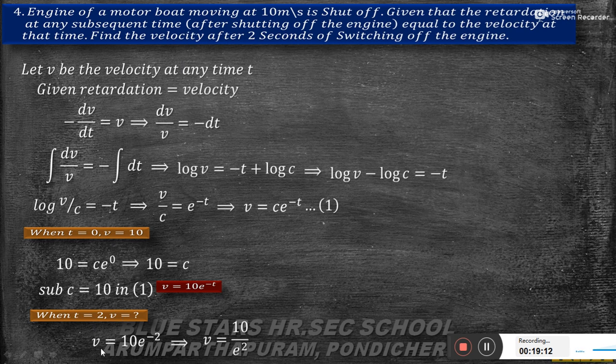So I substitute: v equal to 10 into e power minus 2, since the t value is 2. So v equal to 10 by e square. This is the equation for velocity. Therefore, velocity equal to 10 by e square.